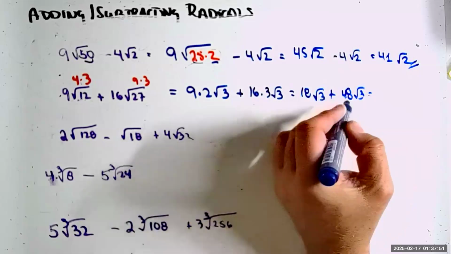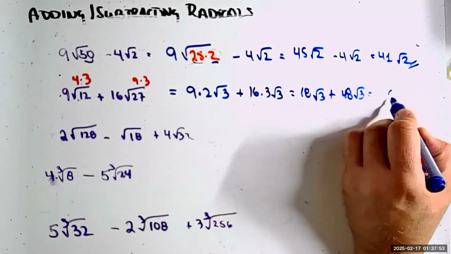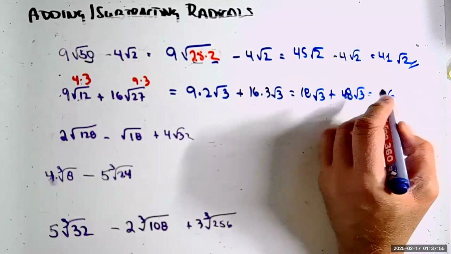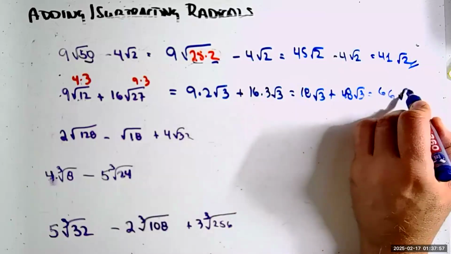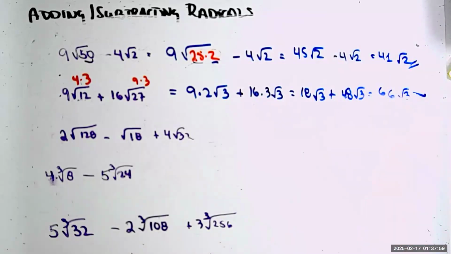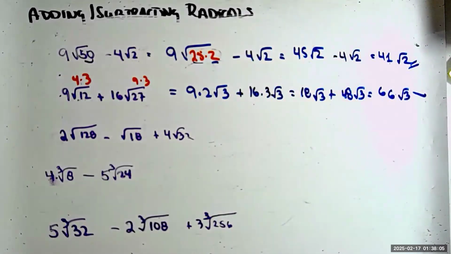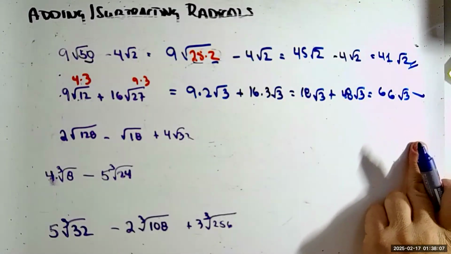And now we can just add the coefficients. 18 plus 48, that will be 66 radical 3. And we're done. This is 66 radical 3.